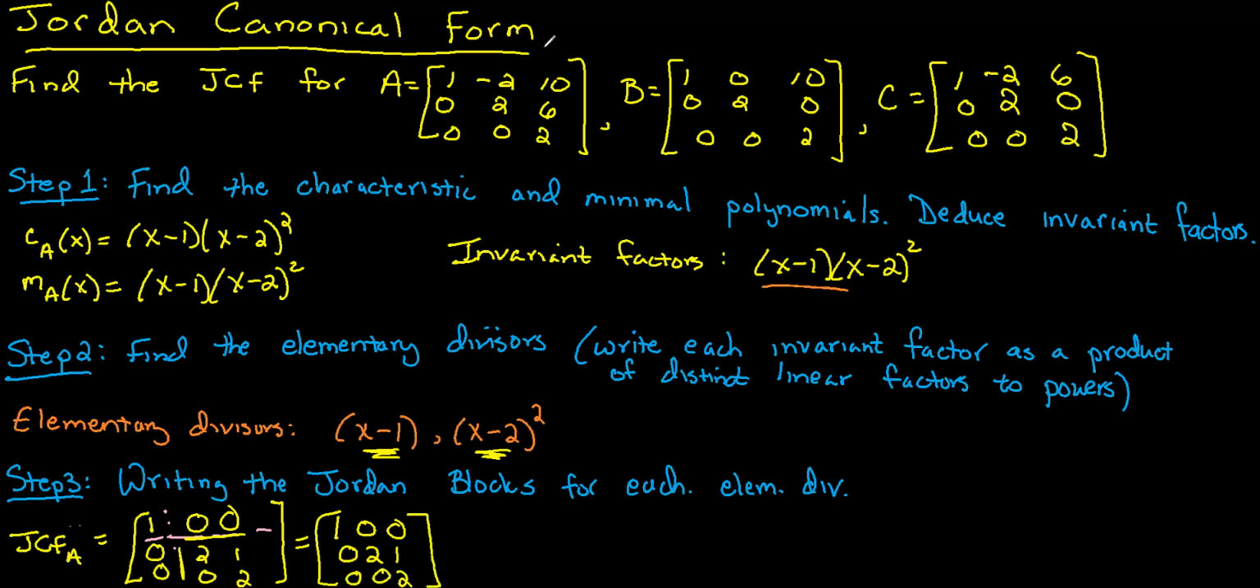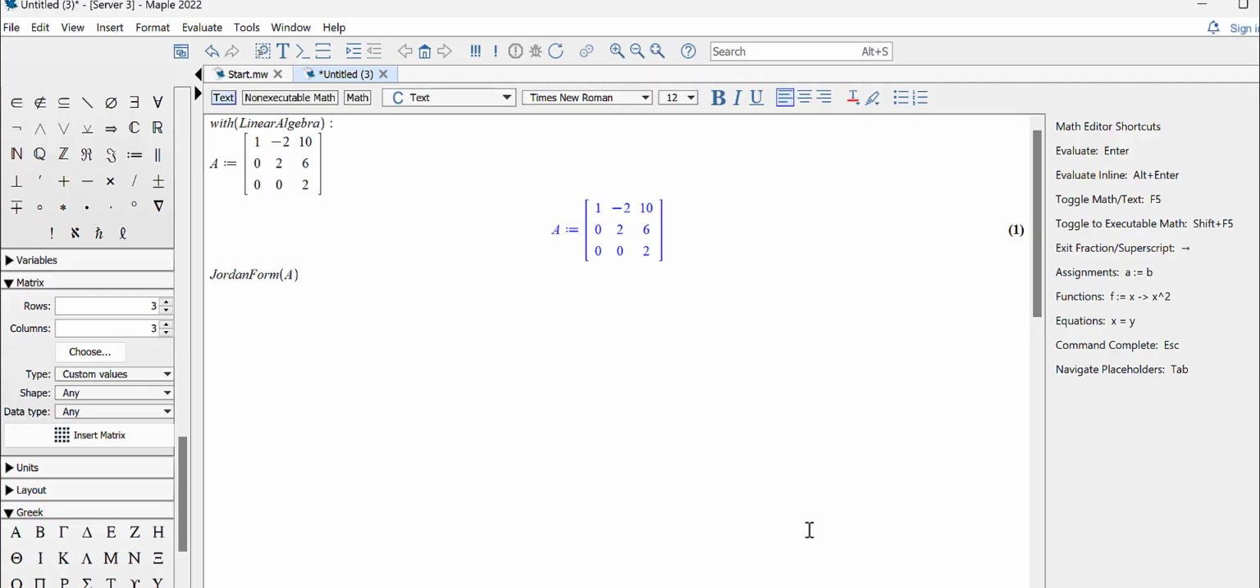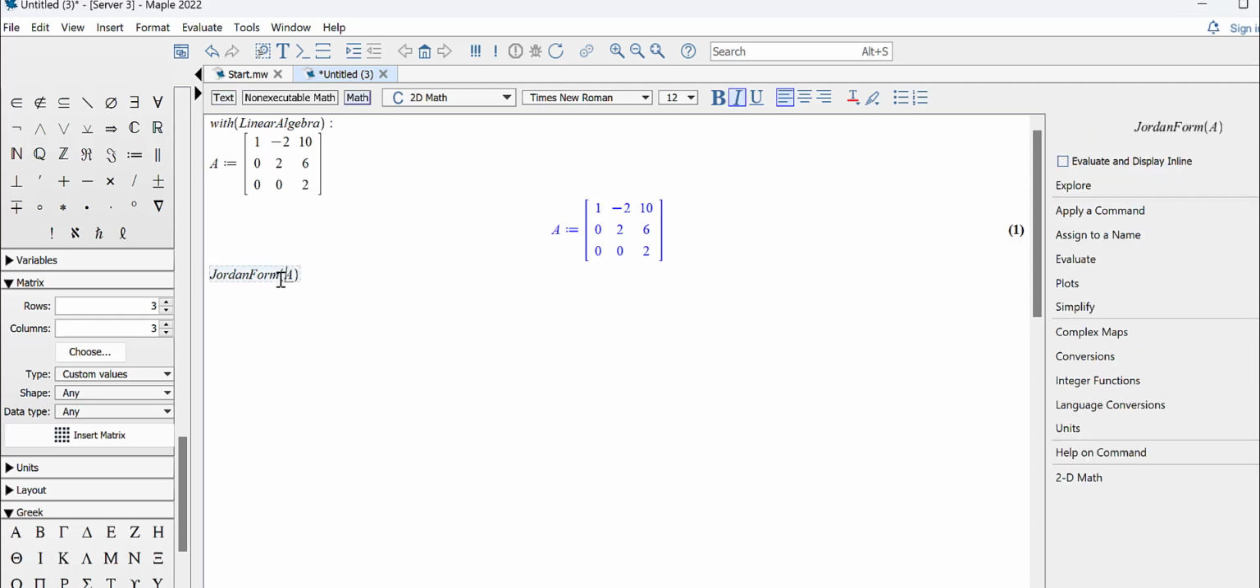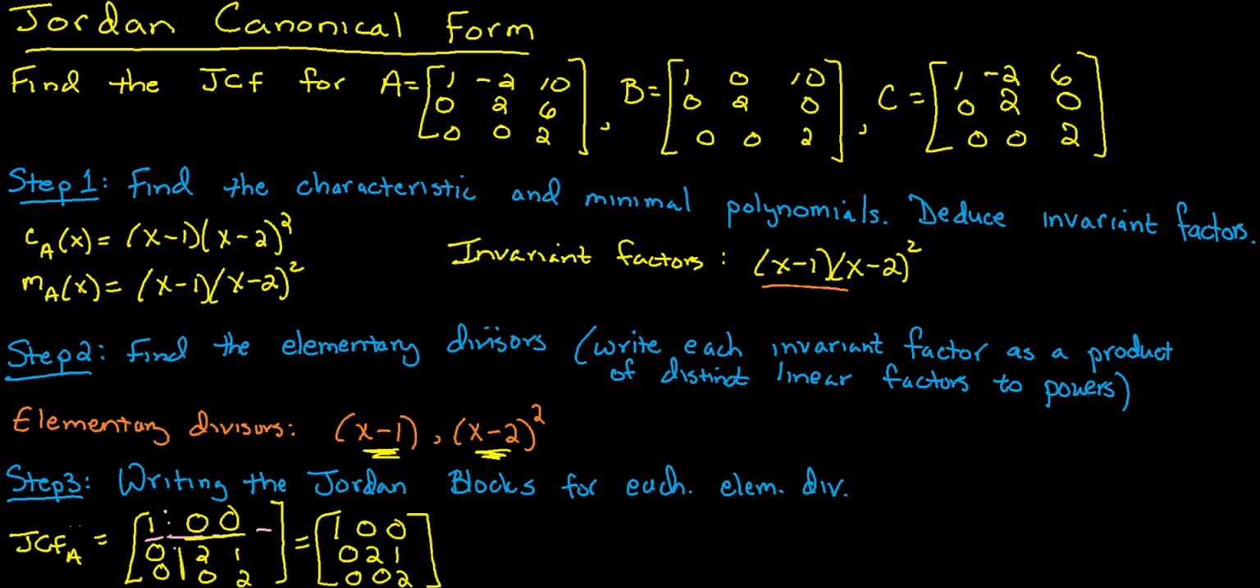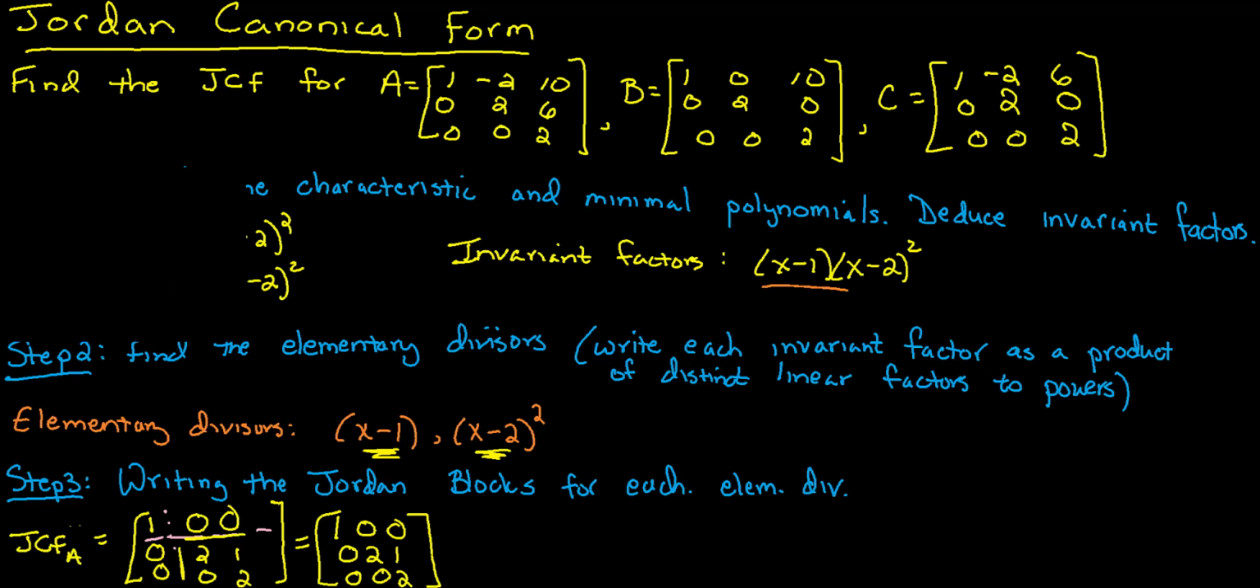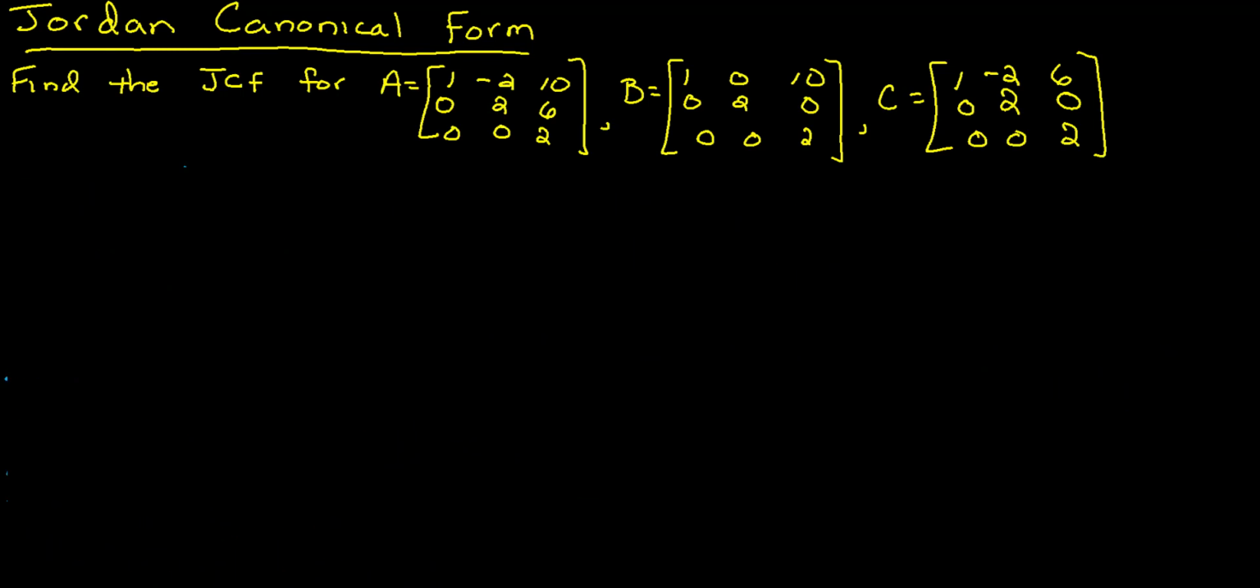Now if we hop over to Maple, we can ask Maple to do that. I've typed in matrix A, and then the command is Jordan form. Make sure you have loaded your linear algebra package there. And here we see our Jordan form, and that's exactly what we had. Okay, let's go on and take a look at the Jordan canonical form for matrix B and C. So I'll make some space here on our board.